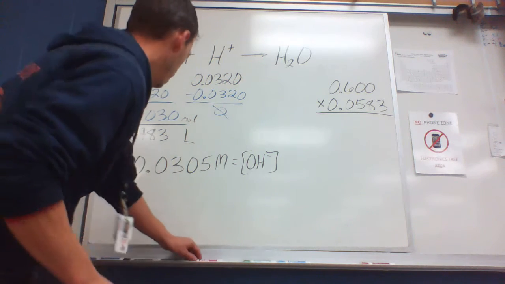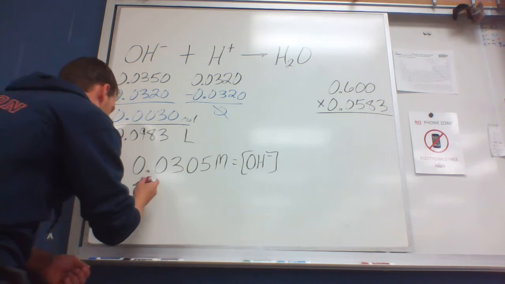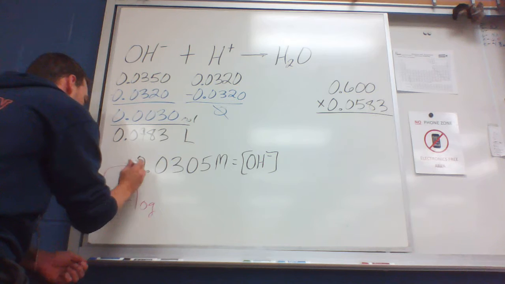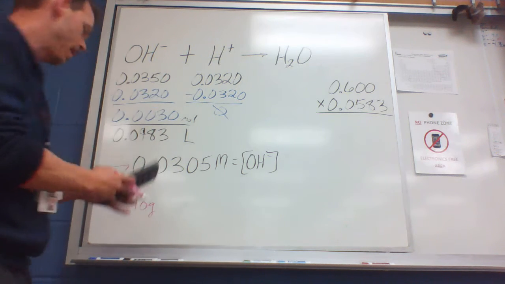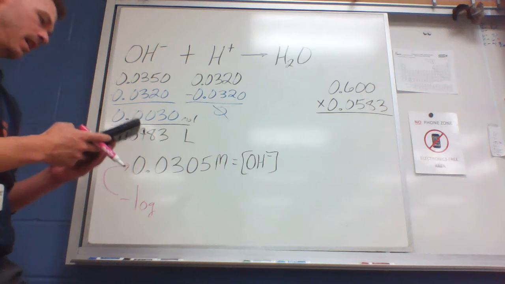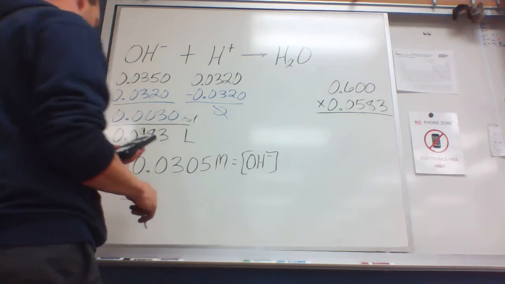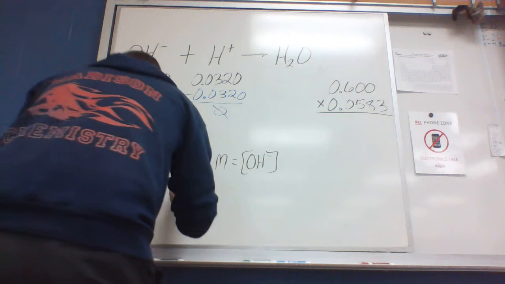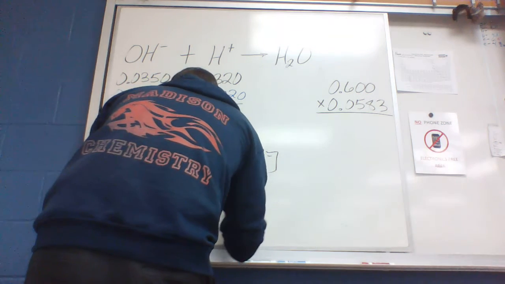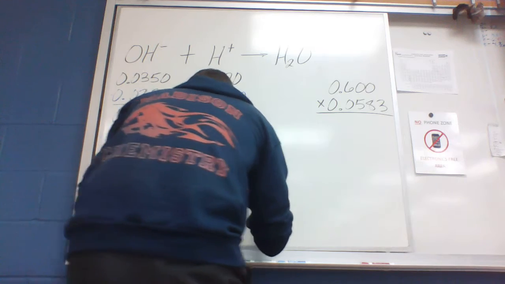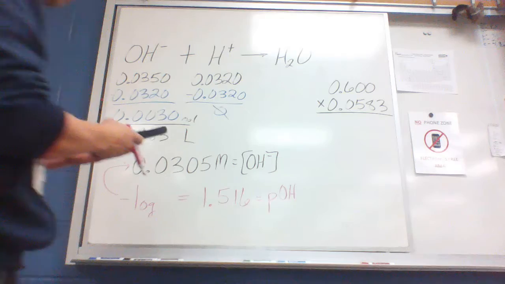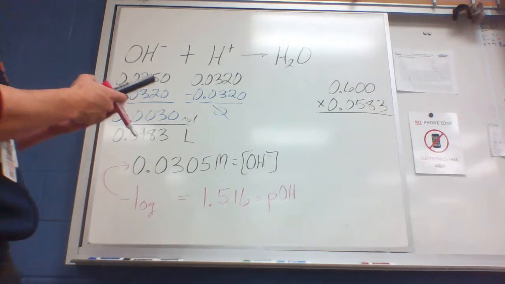I didn't put 0. All right, and now we're ready then to take the negative log of this number, which is going to give me pOH. So I'm going to go negative log of 0.0305, and I'm going to get 1.516. 1.516 is pOH. And then subtract from 14 and you get your answer of 12.484.